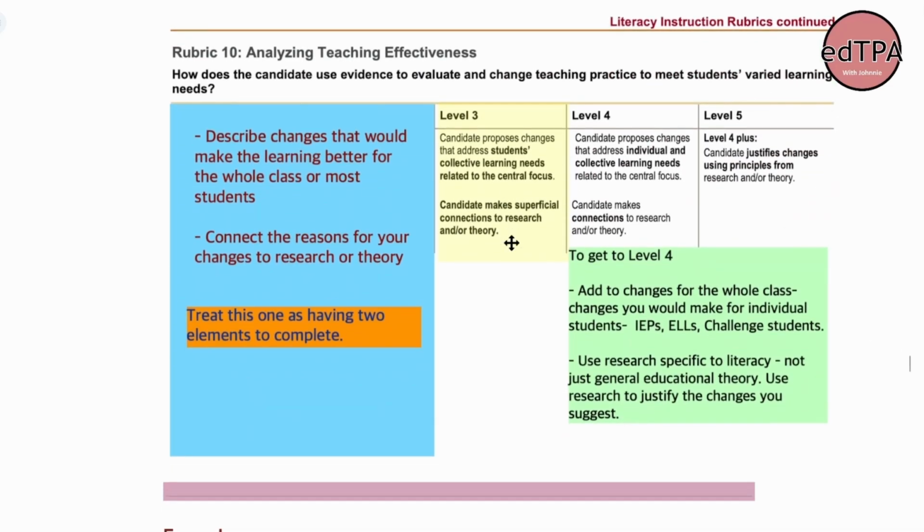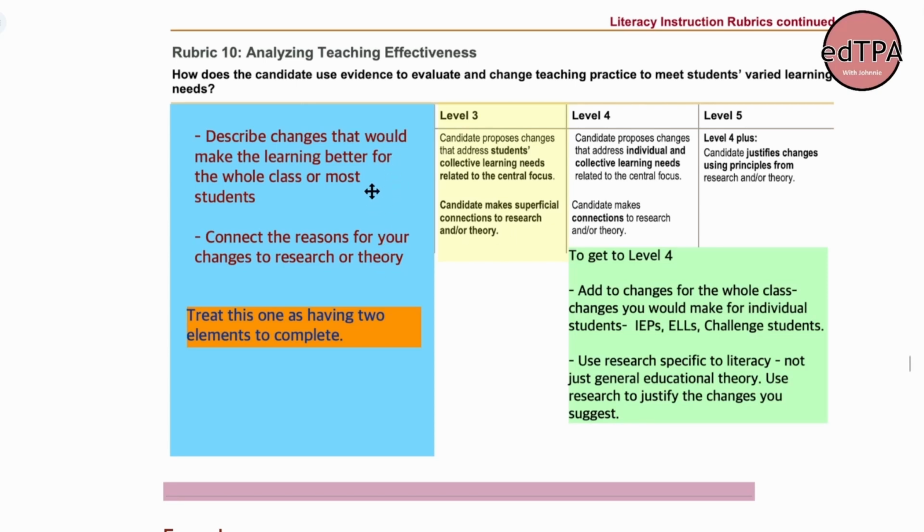The last rubric for this task, rubric 10, analyzing teaching effectiveness. How does the candidate use evidence to evaluate and change teaching practice to meet students' varied learning needs? For level 3, candidate proposes changes that address students' collective learning needs related to the central focus. Candidate makes superficial connections to research and or theory. Collective means whole class. Superficial means you say something about theory.